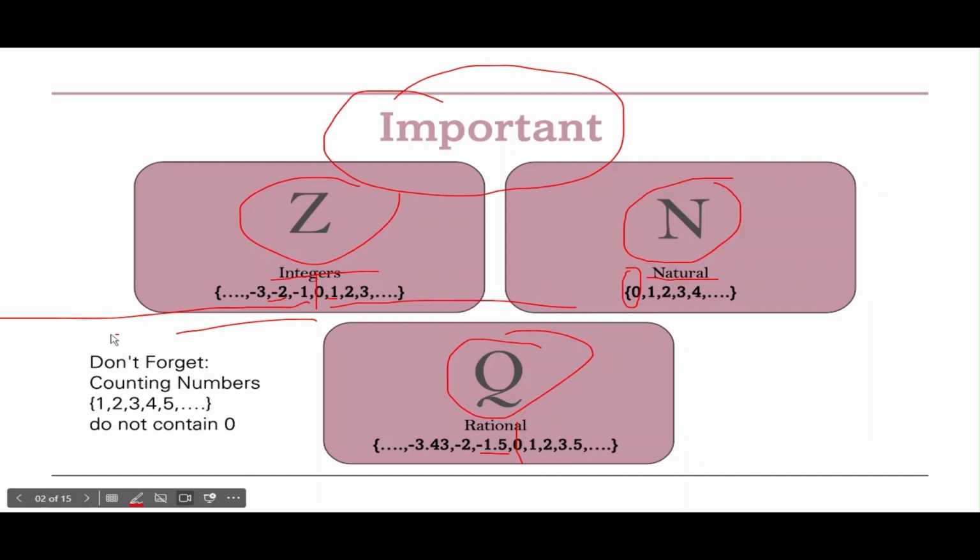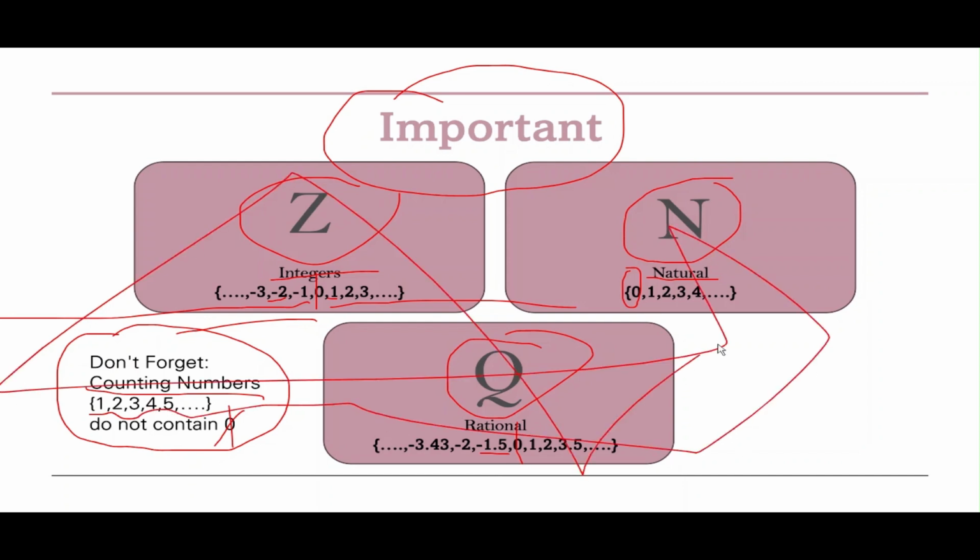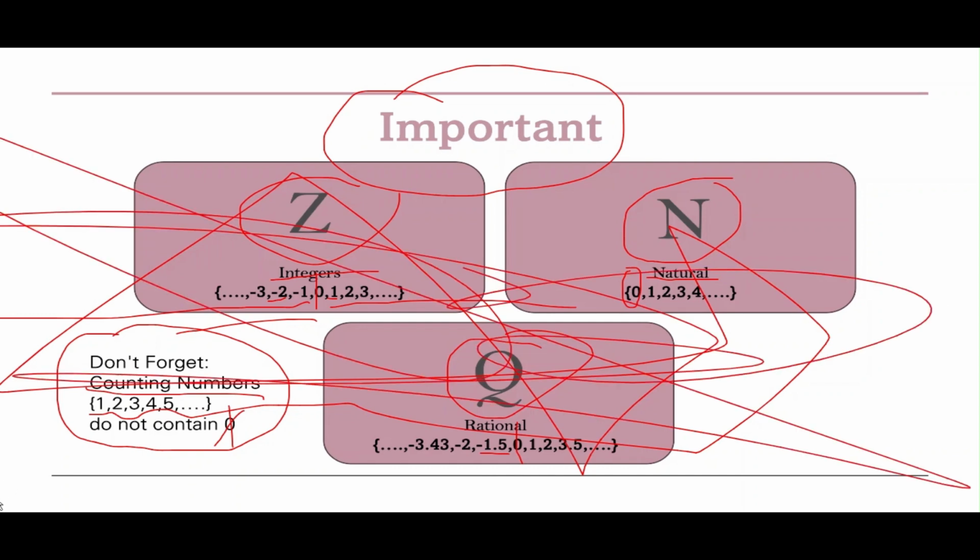Yeah, basically, don't forget this. Don't forget counting numbers. They do not contain zero. Means 1, 2, 3, 4, 5, 6, 7, 8, 9, 10, 11, 12, 13, 14, and so on.